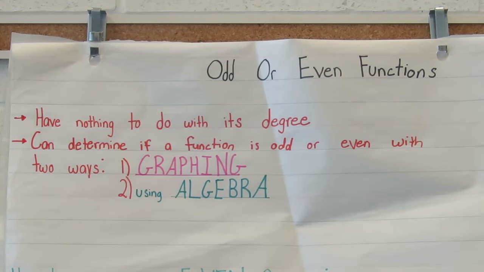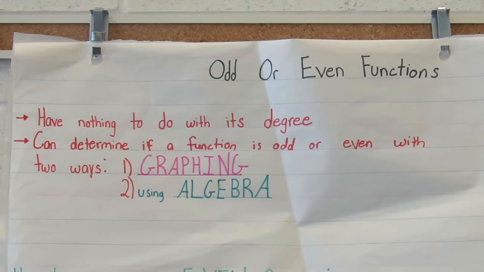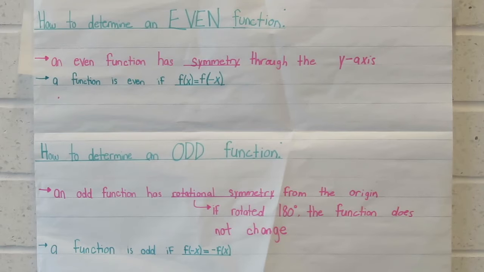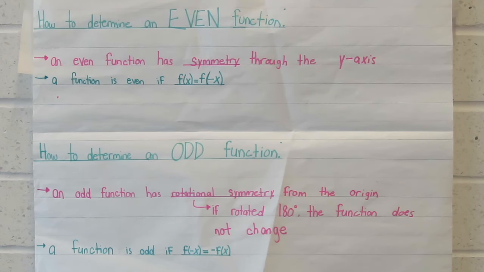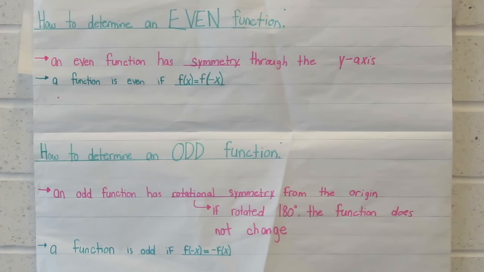So first, I'll be talking about how to determine if a function is even. If a function is even, you can check graphically, there should be symmetry through the y-axis. And also, if we were to check algebraically, the function would be even if f of x is equal to f of negative x. Let me show you an example.